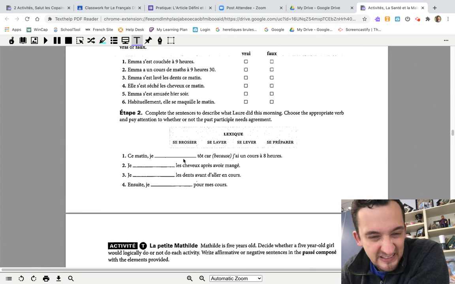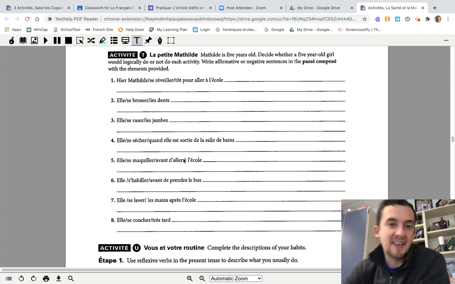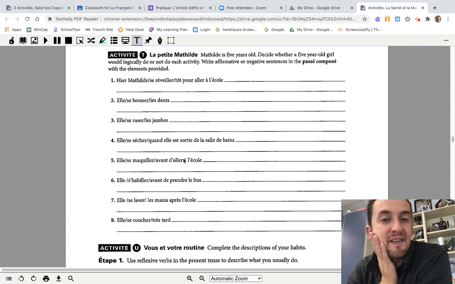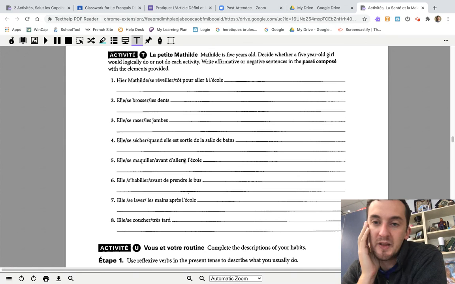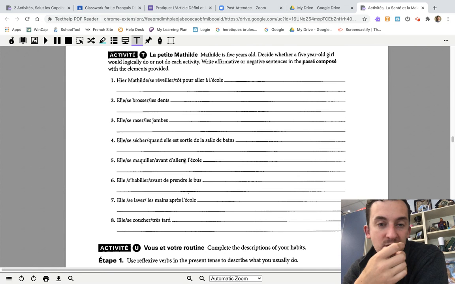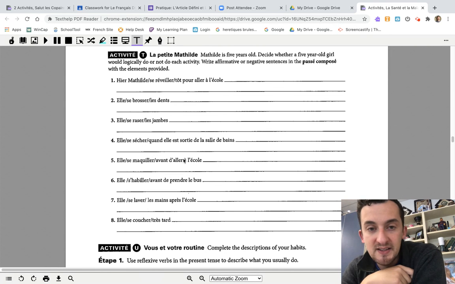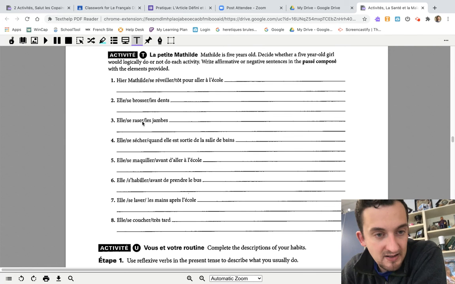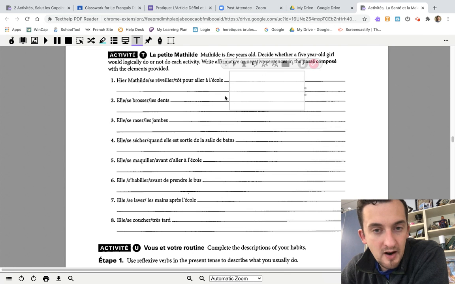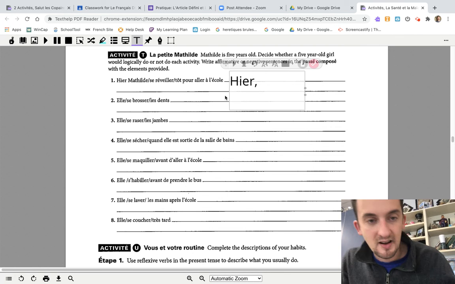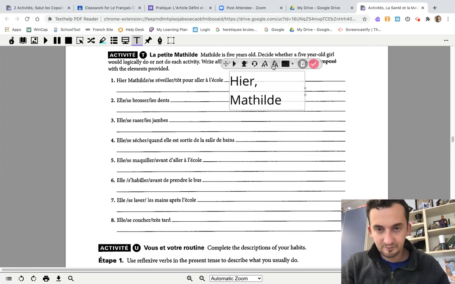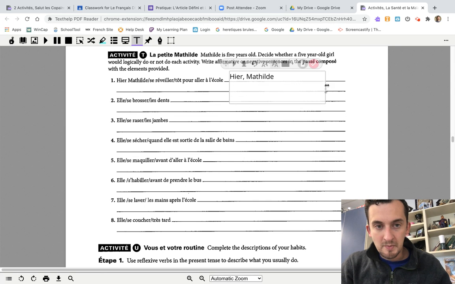Activité, looks like Ash is listening. Activité T, la petite Mathilde. Mathilde is 5 years old. Decide whether a 5-year-old girl would logically do or not do each activity. So you've got some dehydrated sentences, and they want them in the past tense. Right, affirmative sentence in the, okay. All right, so with the elements provided, so hier, comma, Mathilde. And then we want to say got up early for school. That makes sense as a 5-year-old girl.